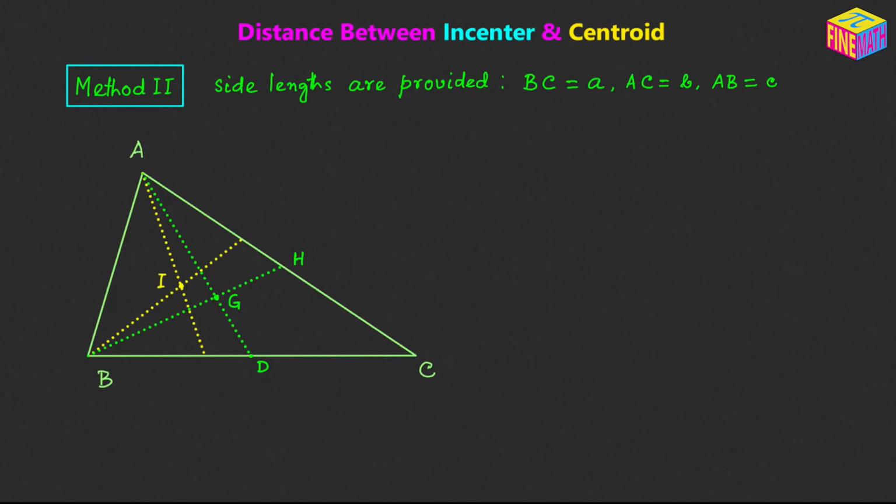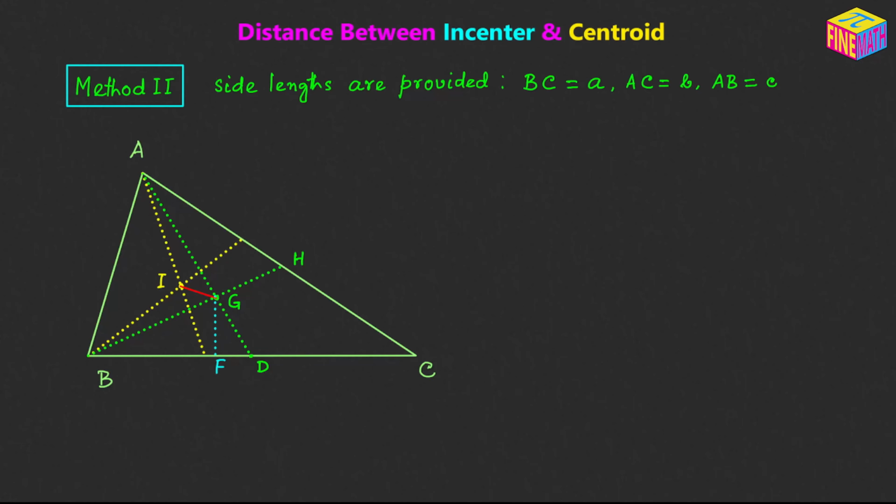Centroid is usually denoted by uppercase G and the incenter is normally denoted by uppercase I. So I am using the same convention here. So point I is the incenter and point G is the centroid. That means D is the midpoint of BC and H is the midpoint of AC. And here we have to find the distance IG, I mean the distance between the points I and G. In order to derive the formulae, we have to do just a little more construction here.